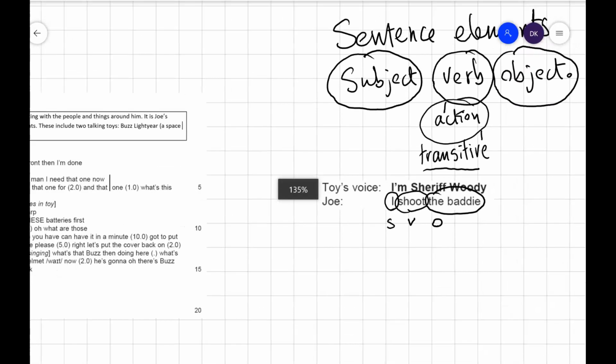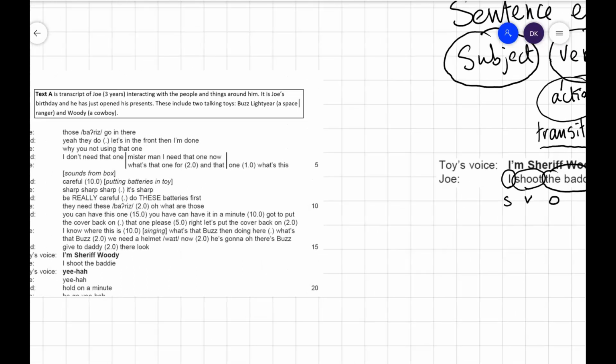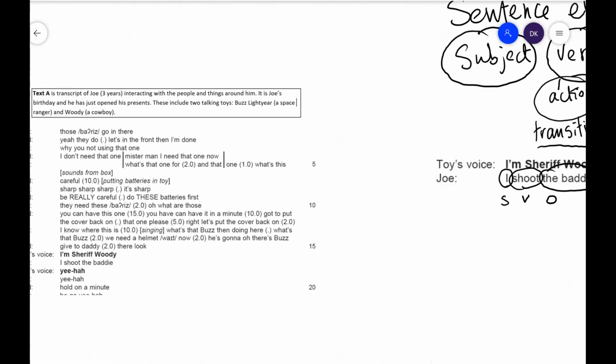Subject-verb-object. Now, you will find subject-verb-object constructions relatively often in child language transcripts. That's because they're quite simple, because children, particularly once they move out of the two-word stage into the three-word stage and start to really acquire language at a greater speed, start to be able to construct sentences with all those elements to them.